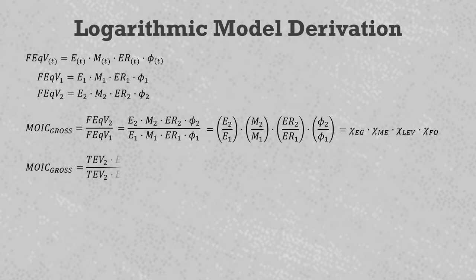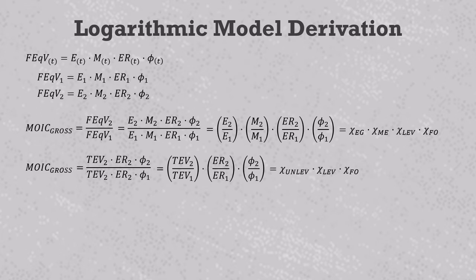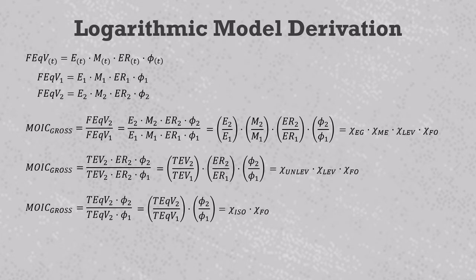Now we know that the product of E and M is the total enterprise valuation, so we can rewrite the formula as follows, and this gives us the equity return multipliers for the unlevered return, the leverage effect, and fund ownership impact. Again, the product of TEV and the equity ratio is total shareholder equity, and this gives us the equity return multipliers for the isomeric return and the fund ownership impact. And finally, the product of TEV and the fund ownership percentage is the GP or fund level equity value, and this gives us the fund level equity return, which is simply the gross multiple of invested capital that you find in the quarterly report.